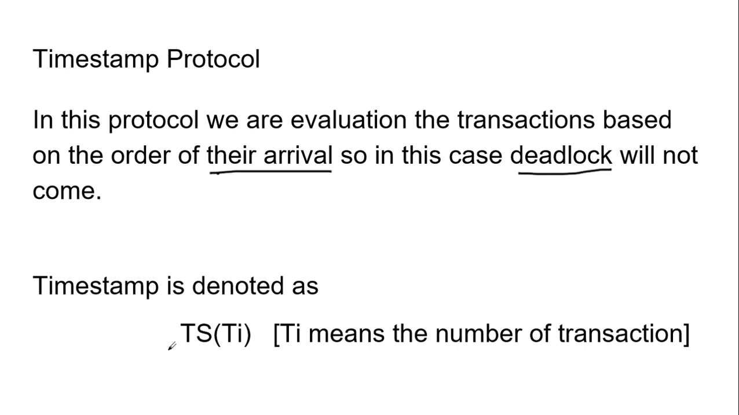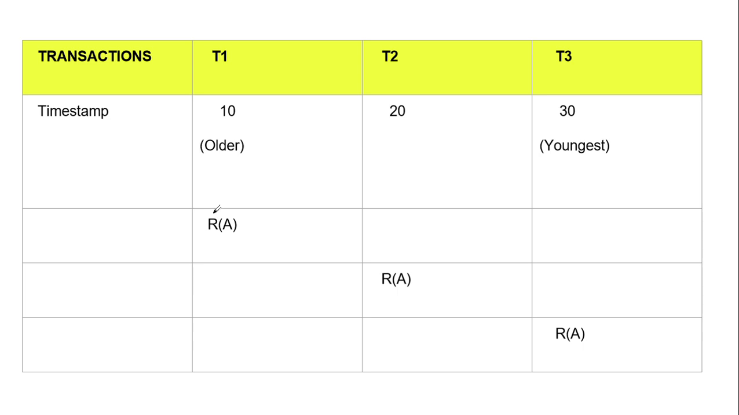Here are some notations that you need to keep in mind: TS means timestamp and Ti refers to the transactions. Suppose my schedule can contain two or three transactions. For example, suppose I have three transactions, T1, T2, T3. T1 appears first, T2 appears second, and T3 appears third, with timestamps 10, 20 and 30. Whenever T1 appears first, it becomes the oldest, T2 is in the middle, and T3 becomes the youngest, because T3 is the last transaction and appears last.